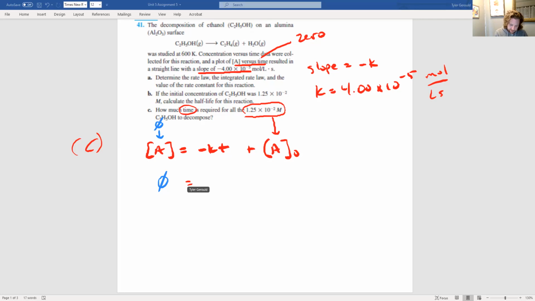So we're just going to plug in our slope, which is negative of 0.400 times 10 to the -5. Our t value is what we're solving for, how much time. And then we have our initial concentration, 1.25 times 10 to the -2. So I think a question like this could be a little tricky because you're trying to figure out how to substitute, and your job is to determine that it's actually asking for how much time does it take for the concentration to reach 0. And then you can rearrange and solve for t.